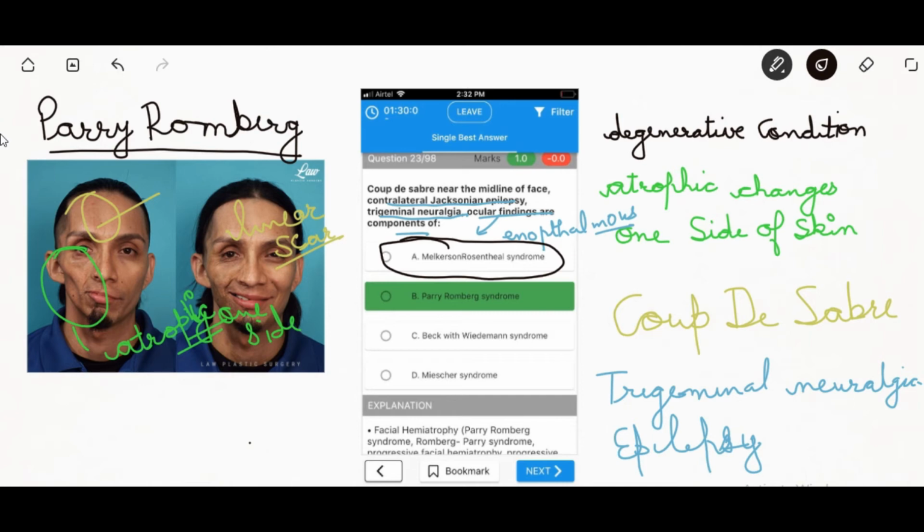And last is Miescher syndrome or Miescher cheilitis. It consists of an inflammatory disorder with non-infectious and non-necrotic granulomas, and appears as painless enlargement of the lips with or without facial edema, producing both aesthetic and functional deformities.